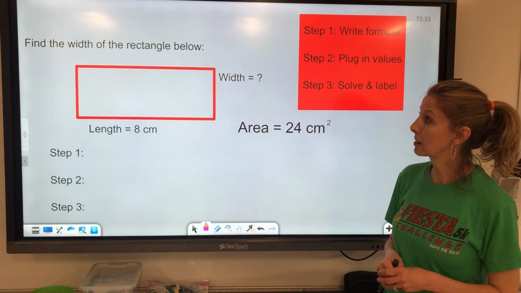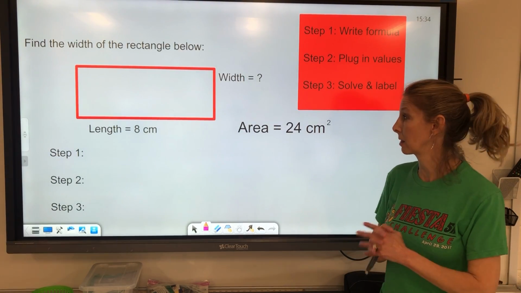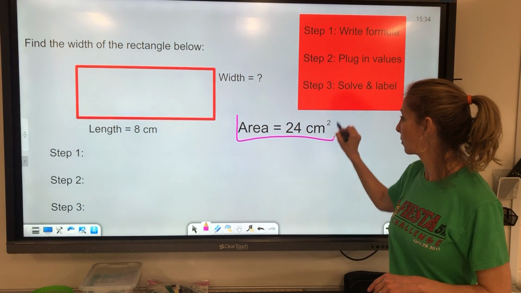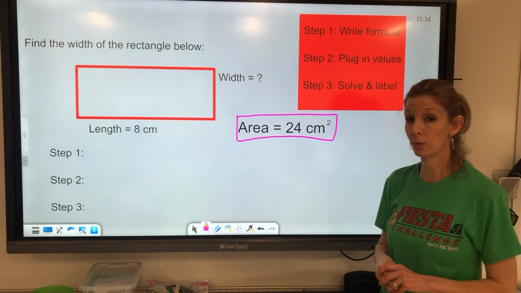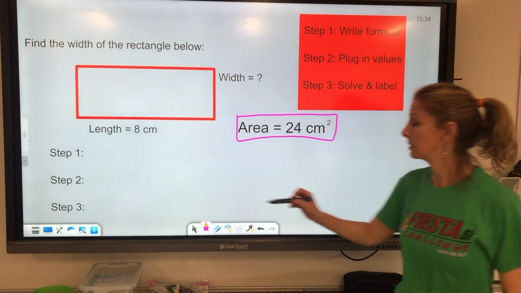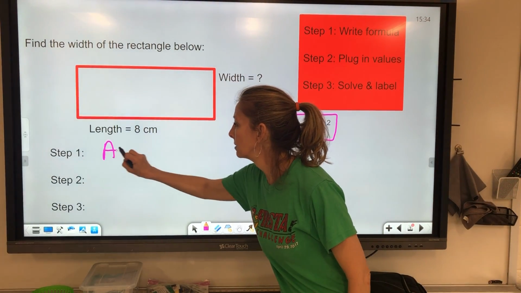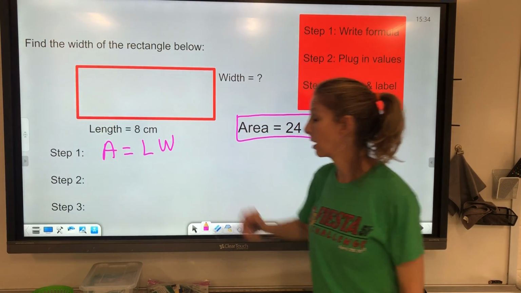All right, now let's take a look at this, a little bit different. It says find the width of the rectangle below. So notice we're not asked to find the area, we're finding the width. They've given us the area right here. They've told us the length, and we have to find the width. Well, we're still going to do the exact same thing. We're going to write our formula. It's a rectangle, so area equals what? Length times width.